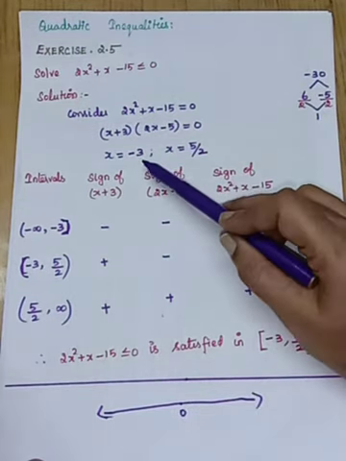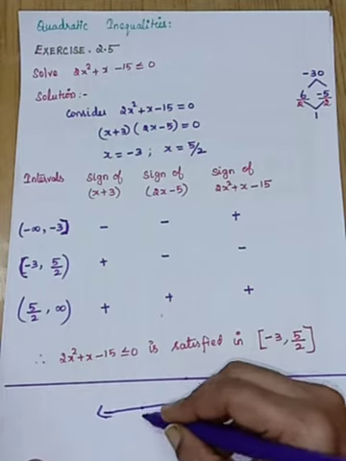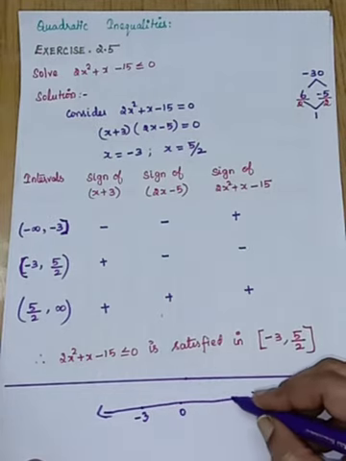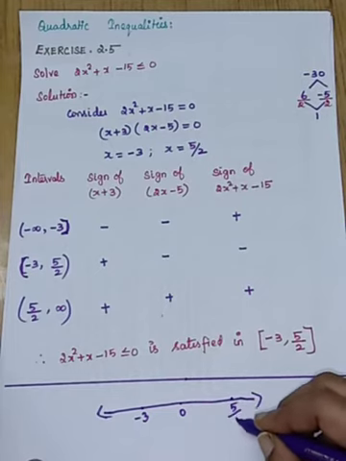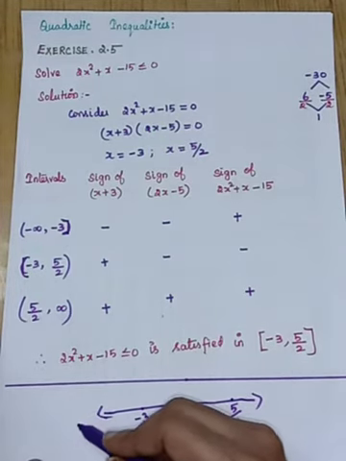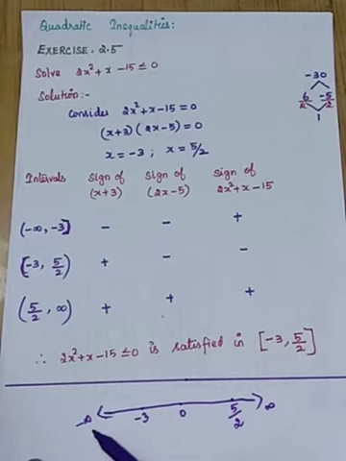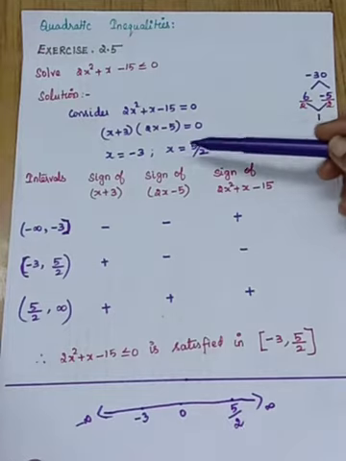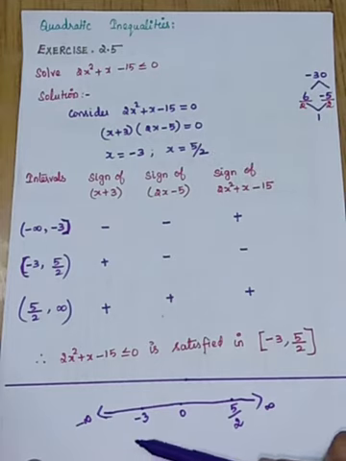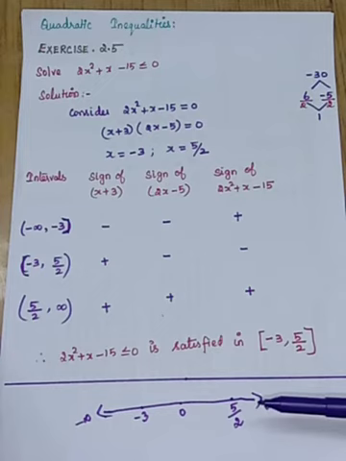So which is the smaller number? Minus 3. So minus 3 should be marked on the left side of 0, and 5 by 2 should be on the right side of 0. Okay. So it starts at minus infinity and ends at plus infinity. So now you are going to consider the intervals. The first interval is minus infinity to minus 3. Next one, minus 3 to 5 by 2, and 5 by 2 to infinity.